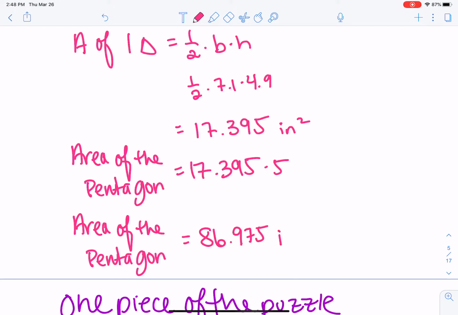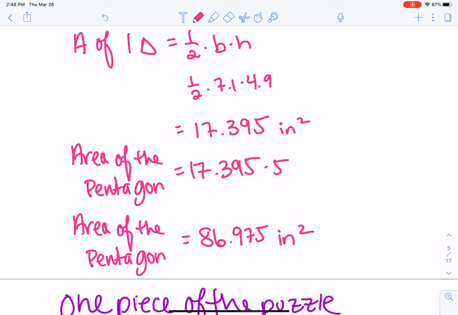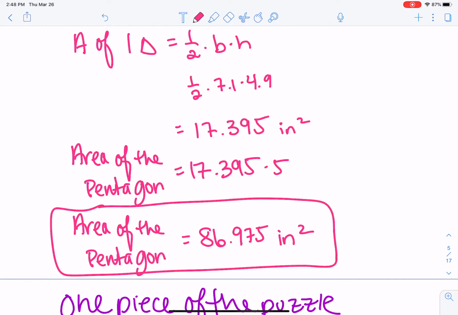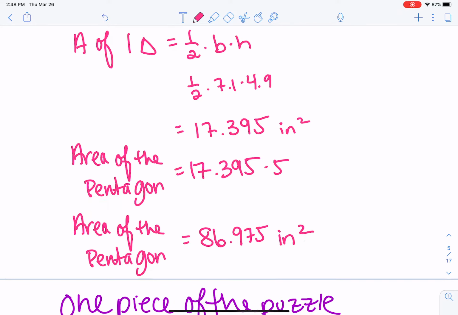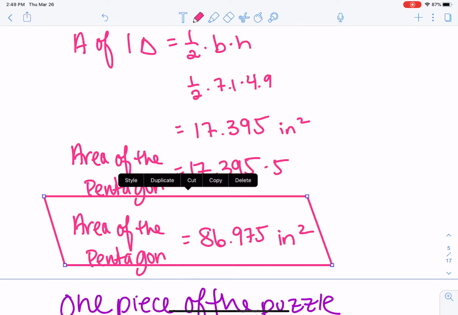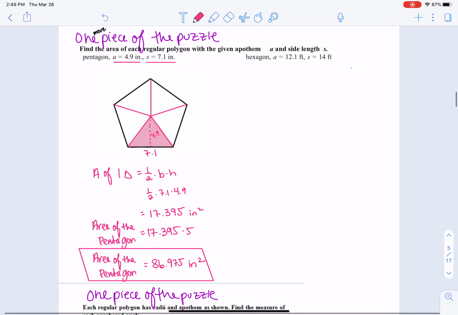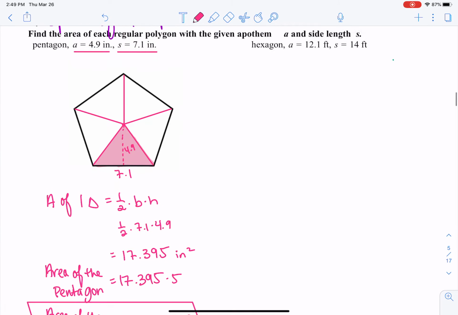And my unit is inches squared, and that is the area of the whole pentagon. So that starts us off nice and basic, where they gave us some of those heights. Oh, it's wanting to draw some weird shapes. Close enough. Okay, so they are giving us the apothem and the side. Let's try one more just for good measure.